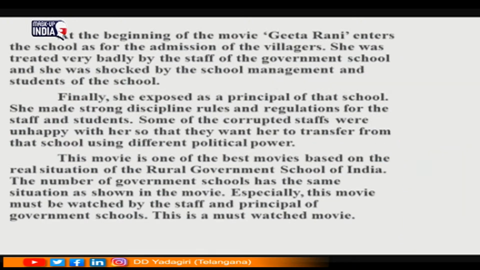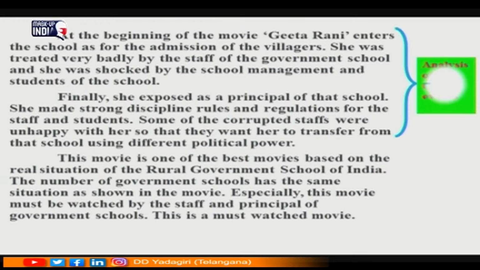And coming to the next one, at the beginning of the movie, Geeta Rani enters the school for the admission of the villagers. She was treated very badly by the staff of the government school. She was shocked by the school management and students of the school. Finally, she exposed herself as a principal of that school. She made strong discipline rules and regulations for the staff and students. Some of the corrupted staff were unhappy with her, so that they want her to transfer from that school using different political power. Here you can find we have written analysis of the events that are there in the movie.